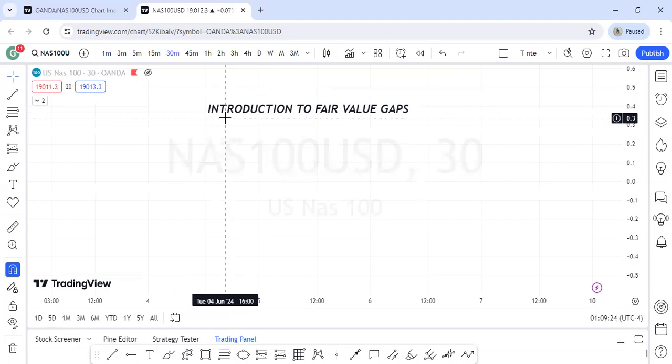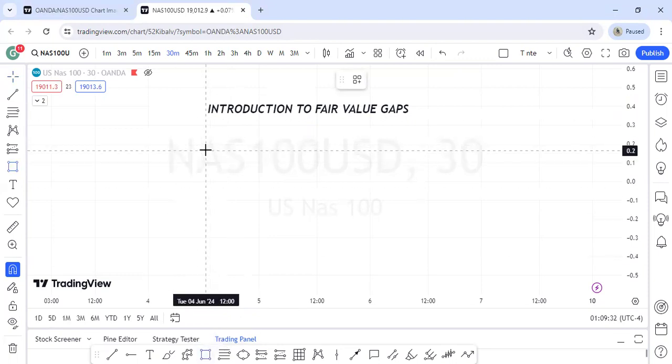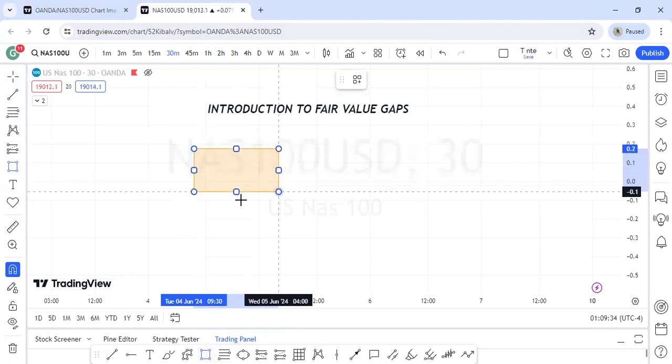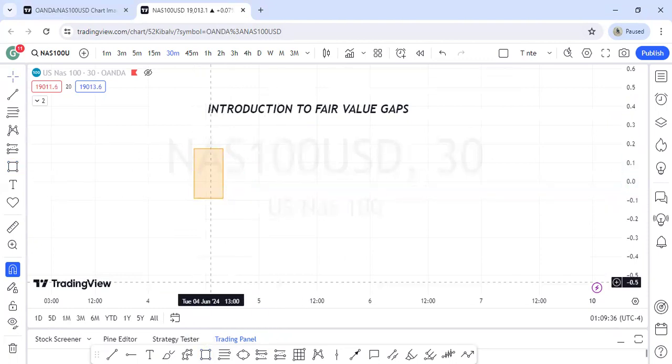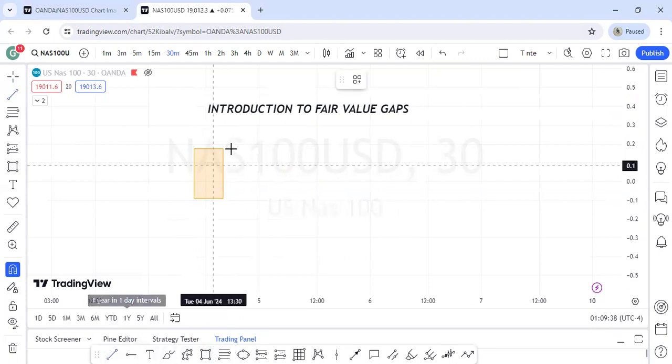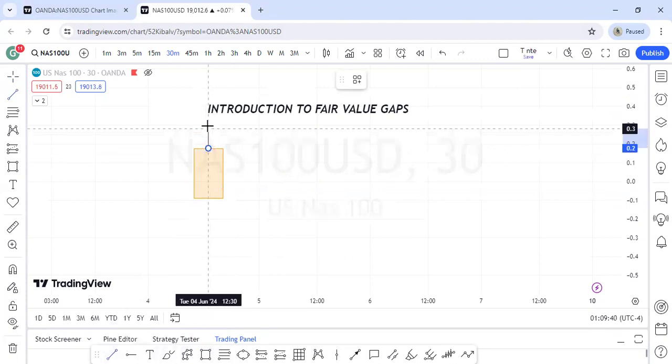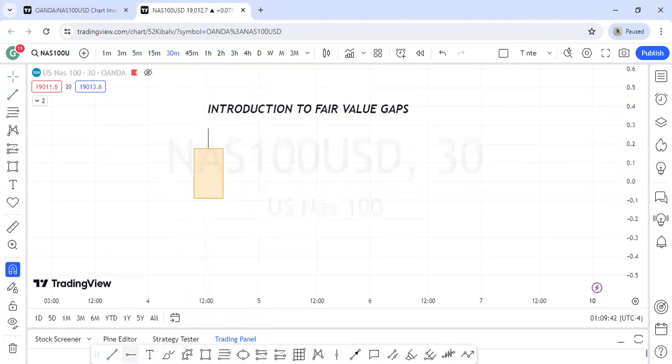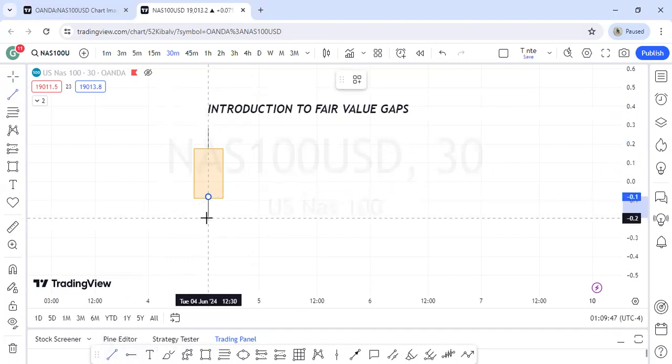All right, so now let's understand what fair value gaps are. A fair value gap looks this way. I don't know how to define it, but it looks this way. Ideally, you would find three candles. You see the first candle, all right? See the first candle, it prints a high and a low.